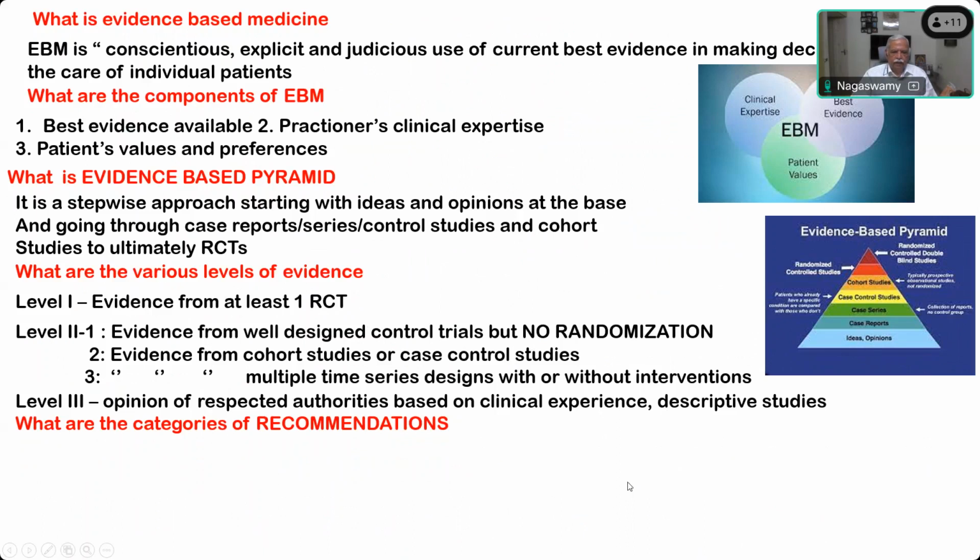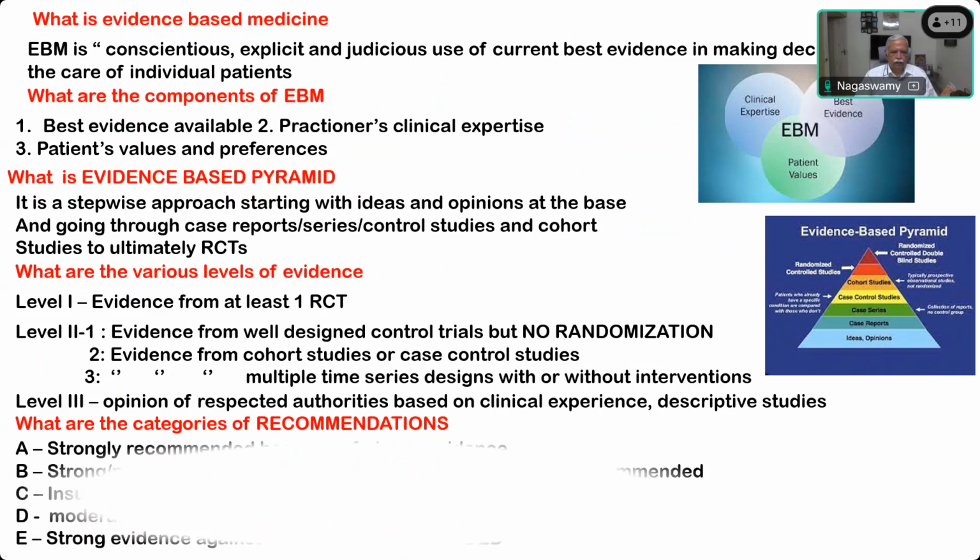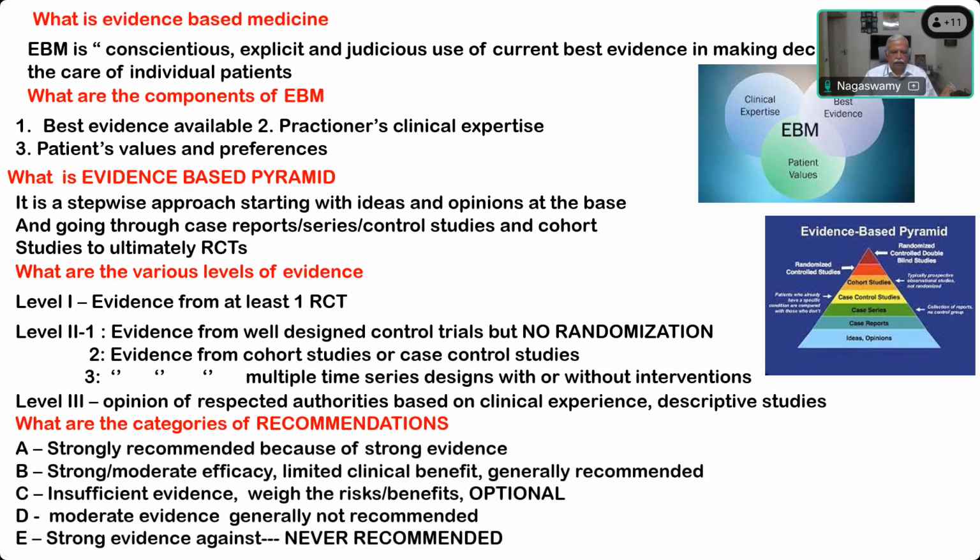Now, what are the categories of recommendations of treatment? That is classified into A, B, C, D, and E. A means strongly recommended because of strong evidence from a randomized controlled study. B means it's a strong or moderate efficacy limited to clinical benefit, generally recommended. And C is there is insufficient evidence, but if you can assess the risk-benefit ratio, then you can opt for it. You can accept it or reject it, optional.